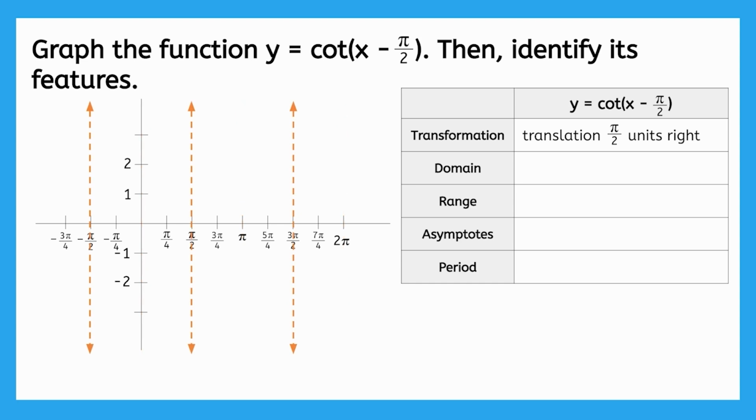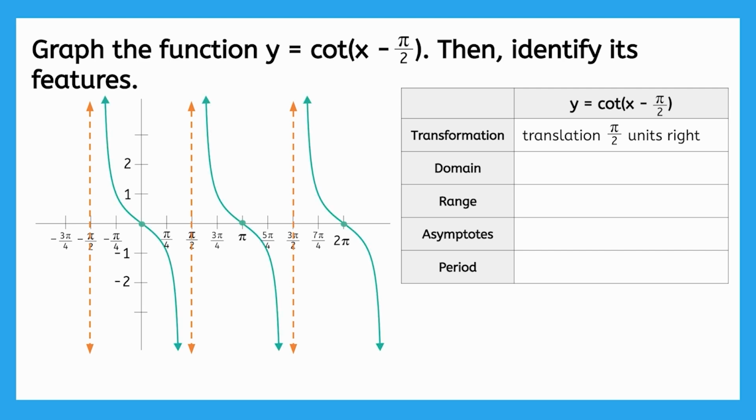With my asymptotes in the right place, I can plot my intercepts halfway between the asymptotes and draw the curves. Does your graph look like this? Now we can define the features. Since the asymptotes are now at odd intervals of pi over 2, the domain is all real numbers such that x does not equal n pi plus pi over 2, where n is an element of the integers.